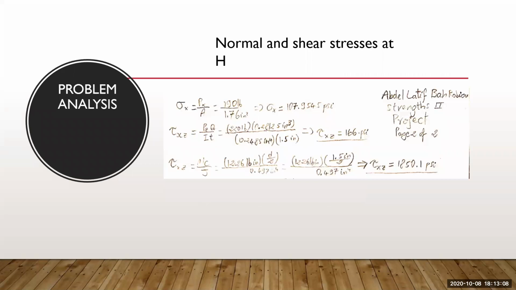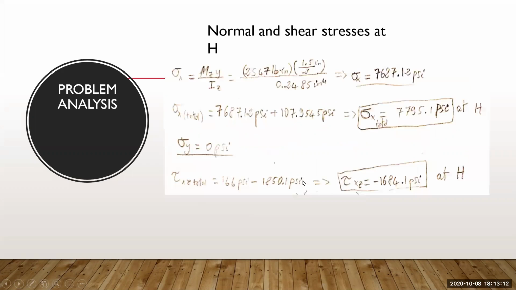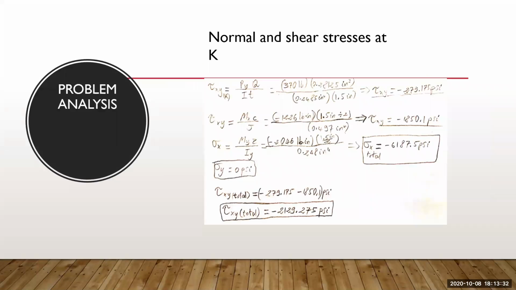And the next slide, we have the shear stress. And the next one, we have it at point H. So this is normal stress in X direction at point H, and this is the shear stress on the plane XZ at point H. And this was the same analysis, but at point K.